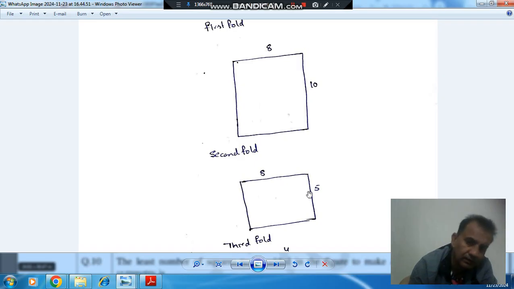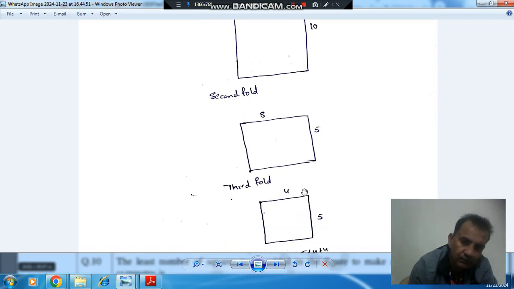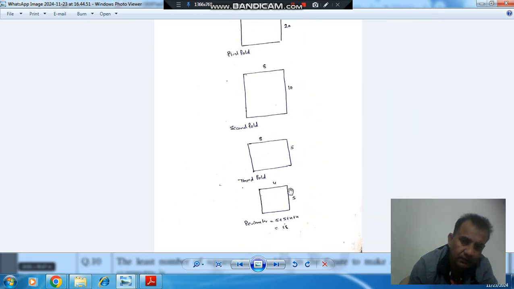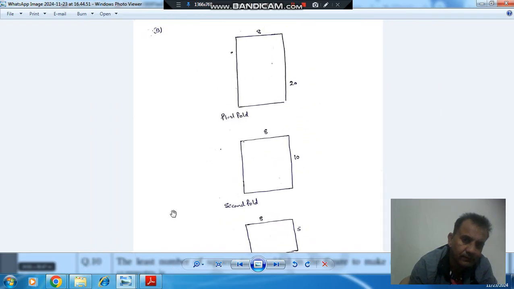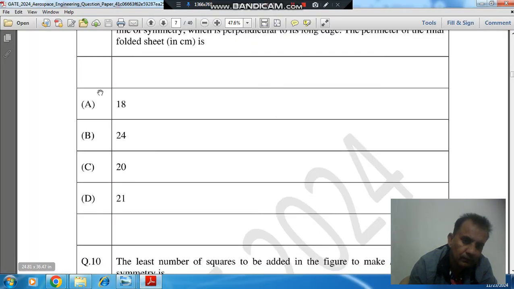So now we will make the third fold because we have to make 3 folds. So now after folding it will become 4 and this will remain 5. So after third fold, this dimension will be 4 and this dimension 5. So perimeter will be 5 plus 5 plus 4 plus 4, that is 18. So answer is here. Option A.